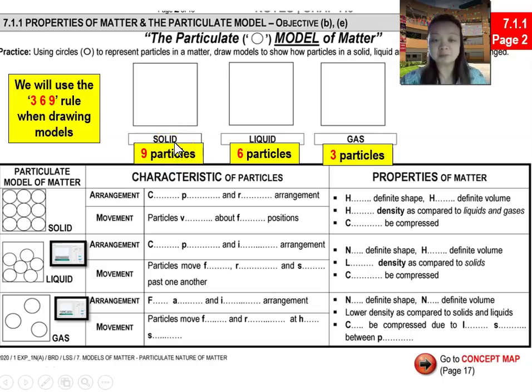So for solid models, you will draw 9 circles. Now these 9 circles must be neatly drawn. The sides are touching each other and they are not overlapped. Okay, so there are 9 circles and you notice they are very close to one another. They are touching each other in a fixed pattern. You can see, right? They are in a fixed pattern, because what is the meaning of fixed? It means they are in the same position all the time. All right, so you may want to pause the video here to draw your solid particles.